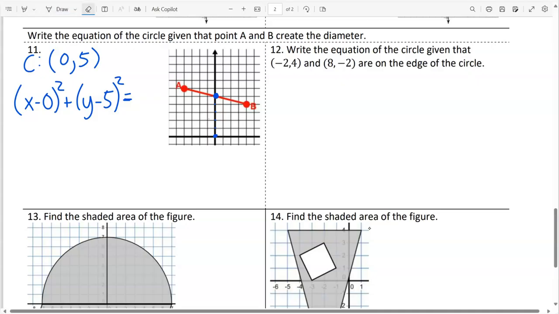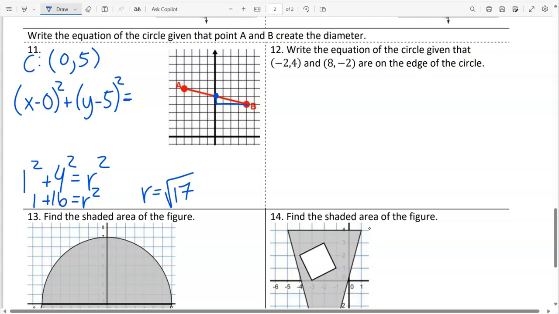Well, we don't have our radius yet. We need to do Pythagorean theorem to find it. Down 1 and over 4. 1 squared plus 4 squared. 1 squared is 1. This is 16. So a radius is equal to the square root of 17.